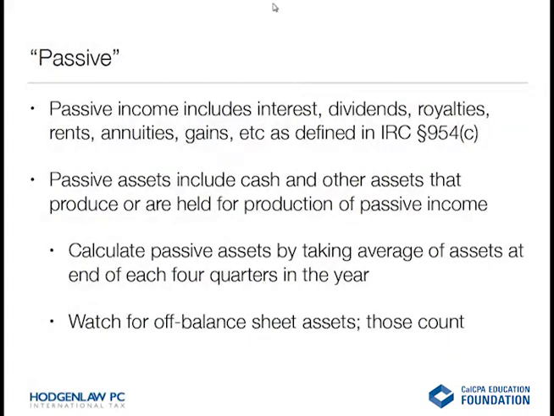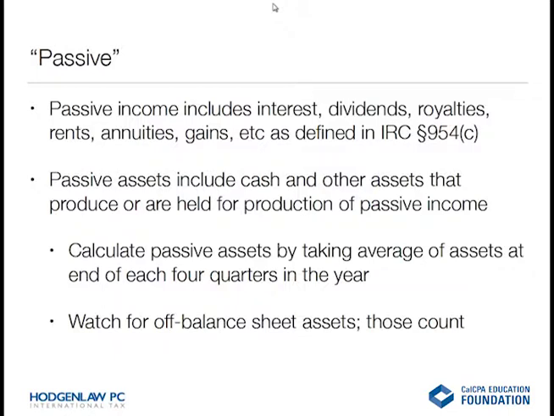And when we say the word passive, because we're talking about foreign corporations that have passive income or passive assets, for passive income, we look at the definition of foreign personal holding company income under Section 954(c). This includes things like interest, dividends, royalties, rents, annuities, gains, etc. There are a number of other things that are part of that section if you take a look at it.